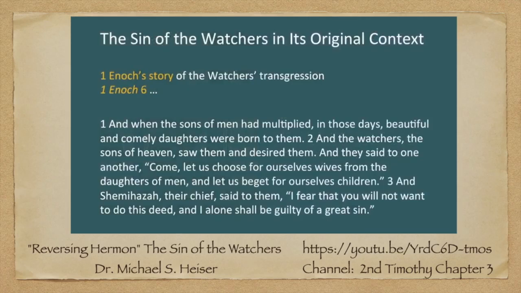When the sons of men had multiplied, and in those days beautiful and comely daughters were born to them, and the watchers, the sons of heaven, saw them and desired them, they said to one another, "Come, let us choose for ourselves wives from the daughters of men, and let us beget for ourselves children." And Shemhaza, their chief, said to them, "I fear that you will not want to do this deed, and I alone shall be guilty of a great sin."